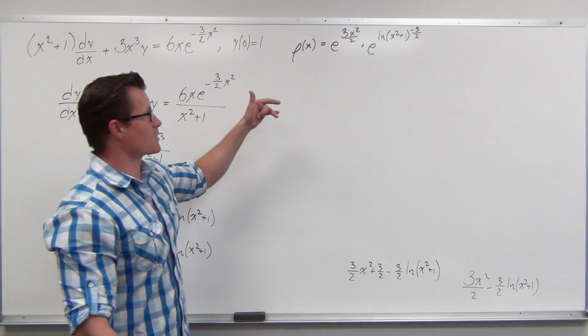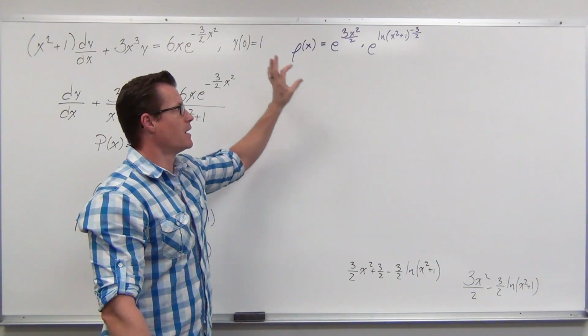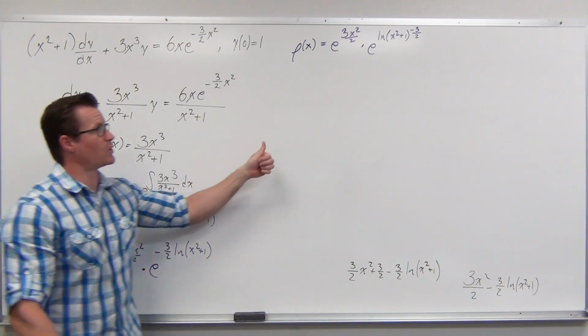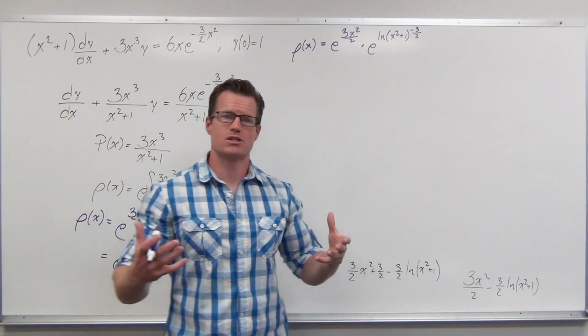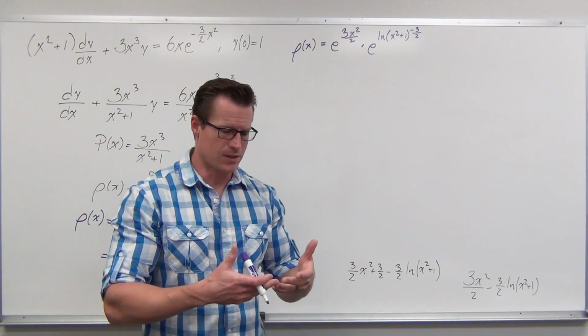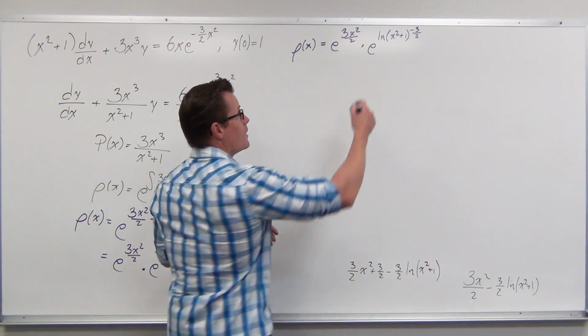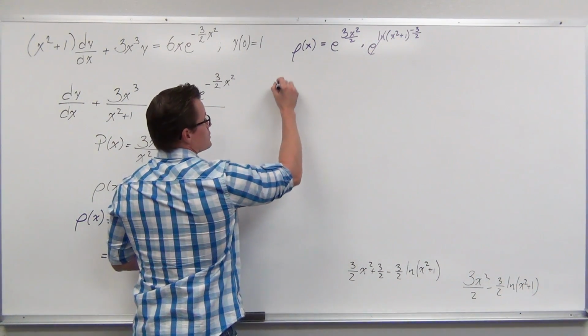So e to the 3x squared over 2 times e to the ln x squared plus 1 to the negative 3/2. I'm just moving that as an exponent. And now we see that's a composition of these inverse functions, and those always eliminate each other. They are inverses. So this is gone. Let's rewrite it just a bit.